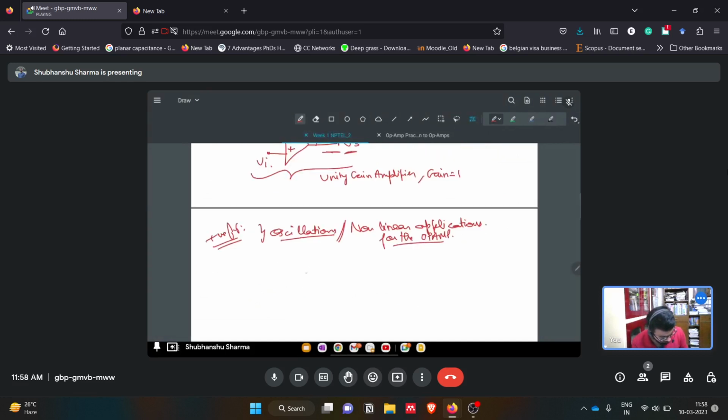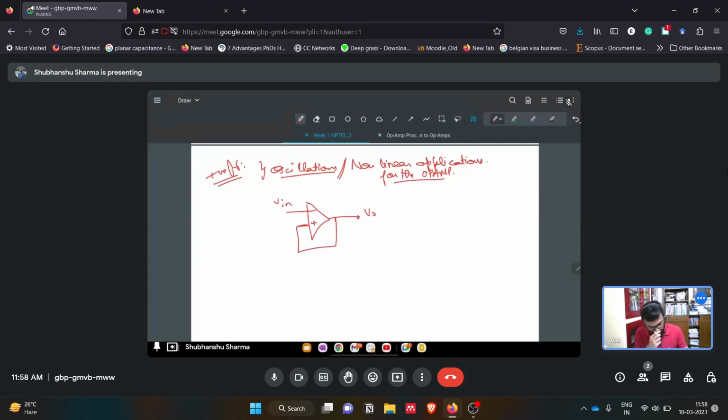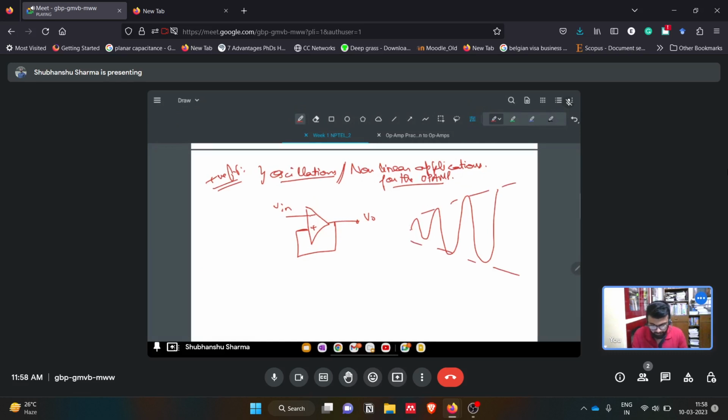In positive feedback, simply, if we are giving input to the non-inverting side, and we are also feeding the output V naught back to the non-inverting side of the op amp, this is the case of positive feedback. In this case, the output will keep on increasing like this. So this was about the feedbacks.